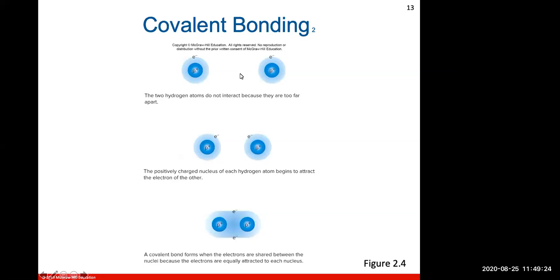So here's covalent bonding. The two hydrogen atoms do not interact because they're too far apart. And then here's an example: the positively charged nucleus of each hydrogen atom begins to attract the electron of the other. Then we get a covalent bond forming when the electrons are shared between the nuclei because the electrons are equally attracted to the nucleus. So this is just an example of covalent bonding, sharing the electrons.